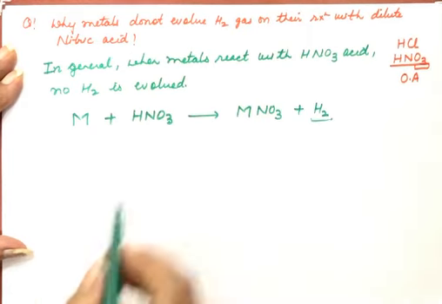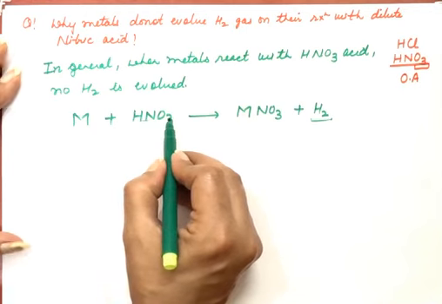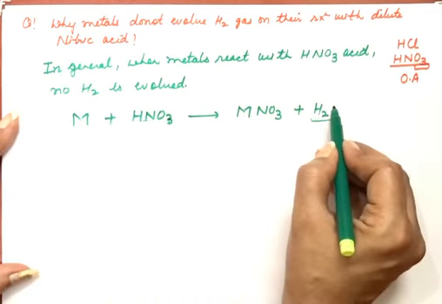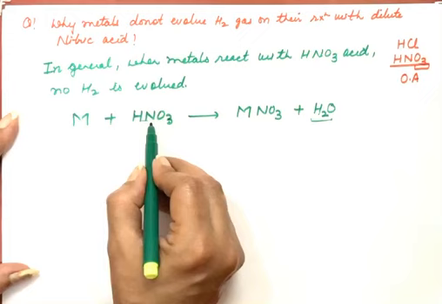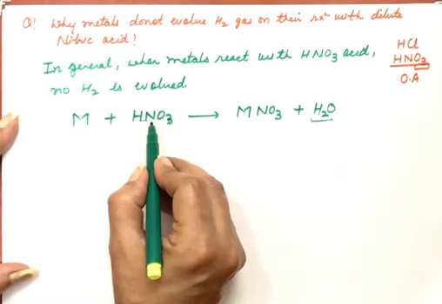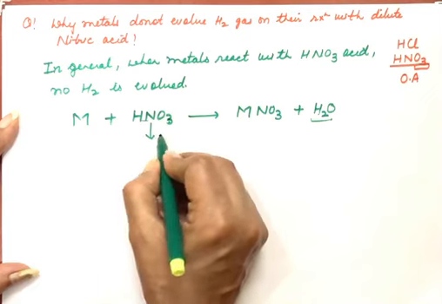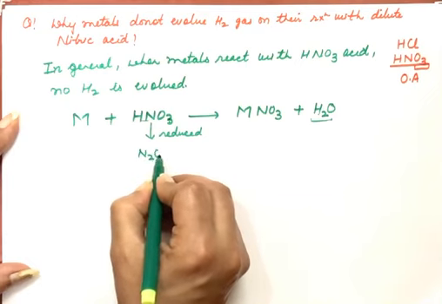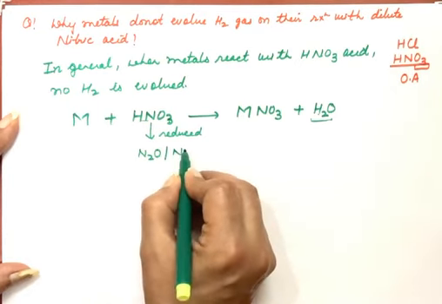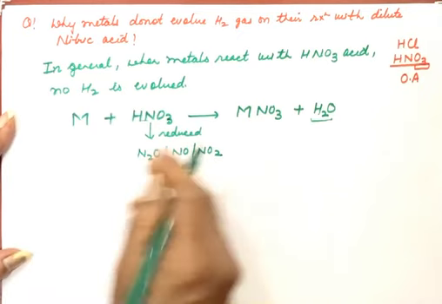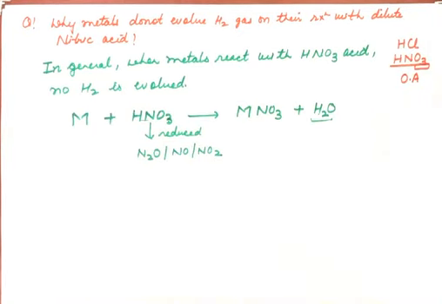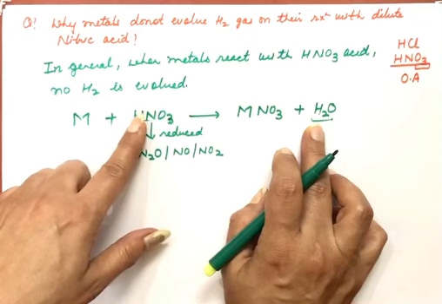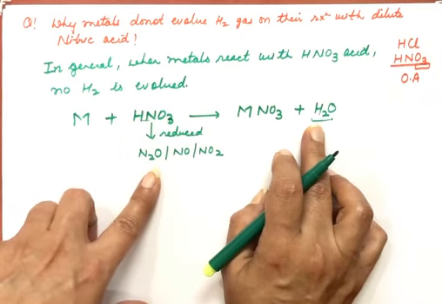What is happening to this hydrogen? Since this is an oxidizing agent, it provides oxygen to the hydrogen and changes it to water. If this is an oxidizing agent, it itself has to get reduced. So after oxidizing the hydrogen to water, it will form the oxides of nitrogen: either N2O or NO or NO2. So in this reaction we are not getting hydrogen evolution and the nitrates of metal. Instead, the hydrogen changes to water and the nitric acid changes to the oxides of nitrogen.